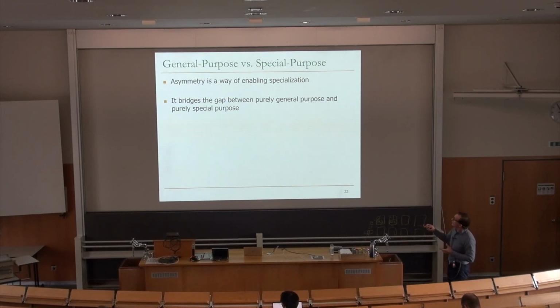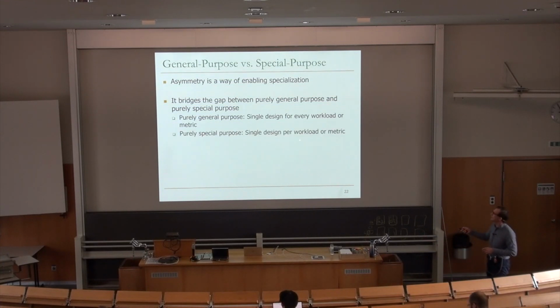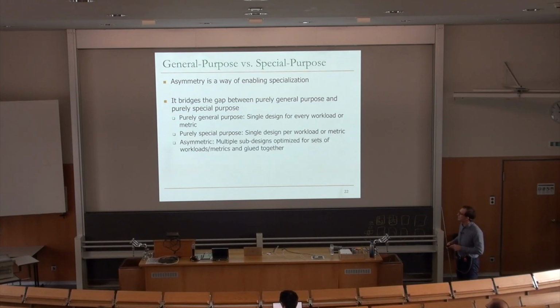But if you have heterogeneity of different forms, you can bridge the gap between a very programmable general purpose engine and a not so programmable special purpose engine. Whenever you go from general purpose to special purpose, you lose ease of programming, but you gain a lot in efficiency, in terms of performance as well. So purely general purpose: single design for every workload or metric, highly programmable. Purely special purpose: single design per workload or metric, not so programmable. And there are shades of gray, of course, in between these, and you can construct different levels of heterogeneity.